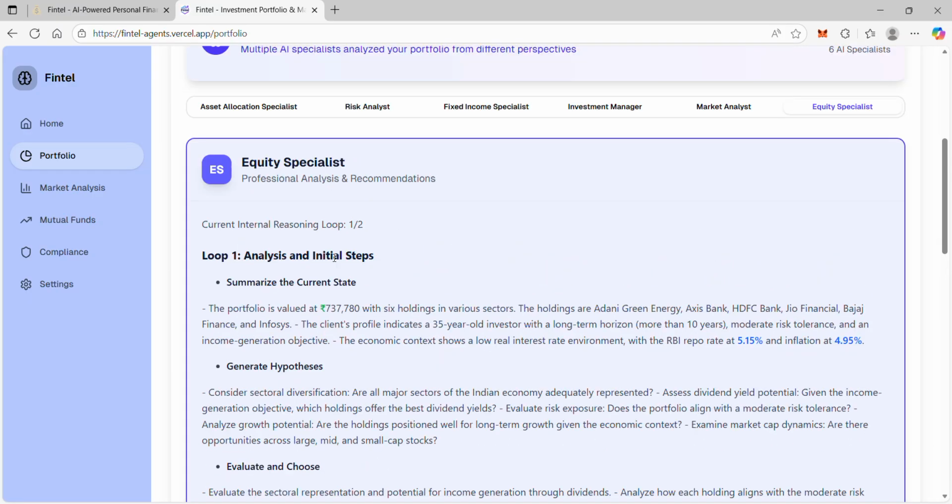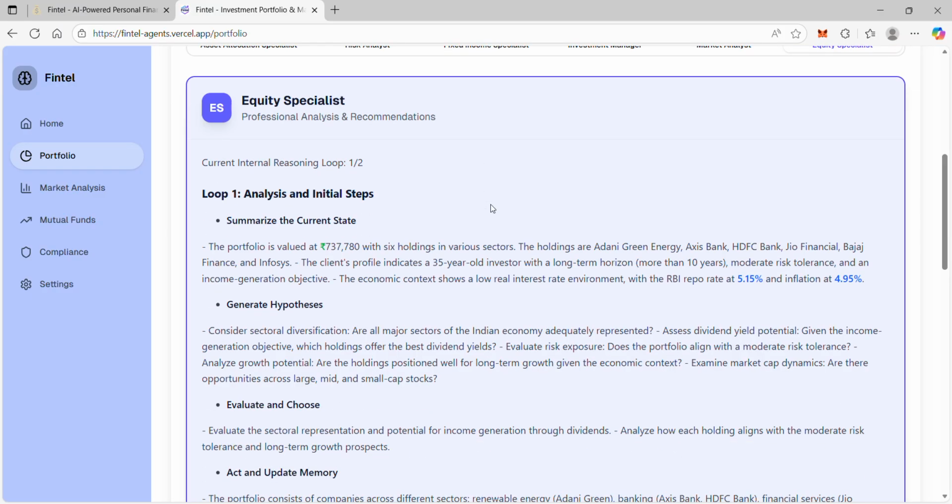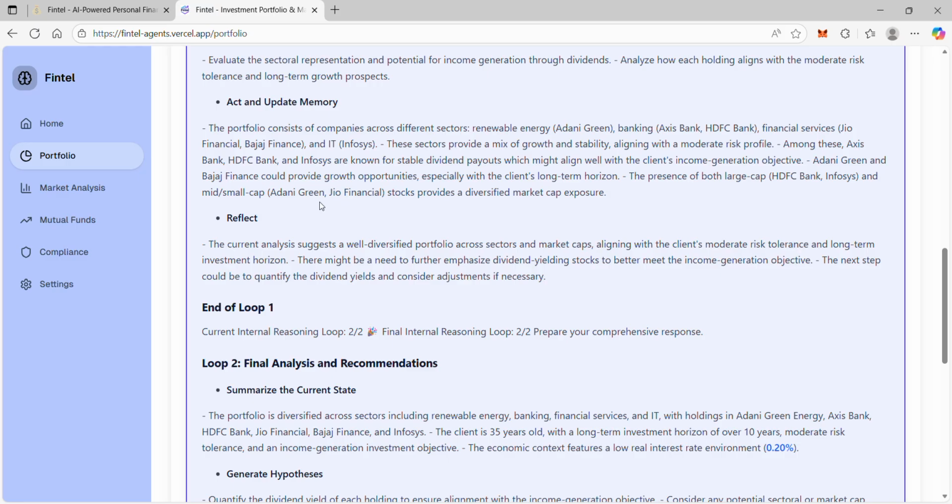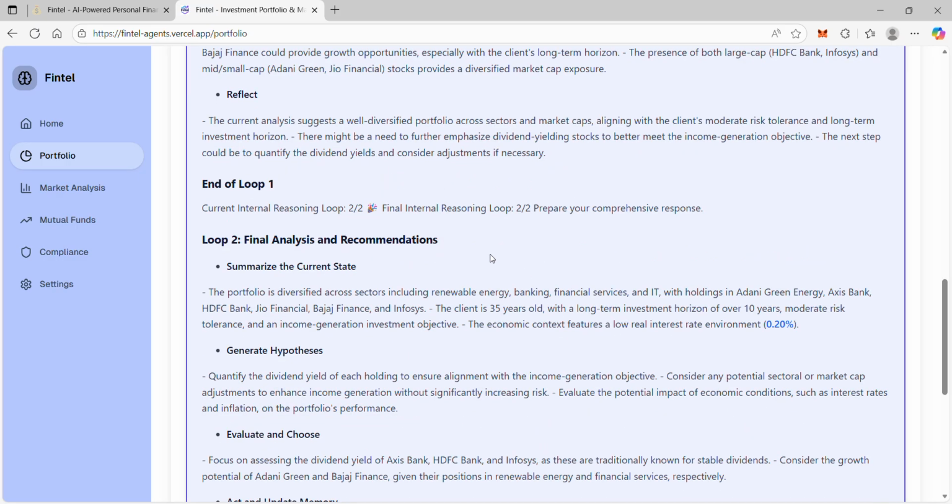There is something special about this equity specialist, that is this particular agent runs in loops. First it will iterate and generate an output. Then in the feedback loop, it will try to analyze what it actually generated, whether it is correct or not. It will ask the previous agents, or it can refer, in this case, to the past context. So it will reflect on whether the current analysis is correct or not, and then it will go for another final loop.